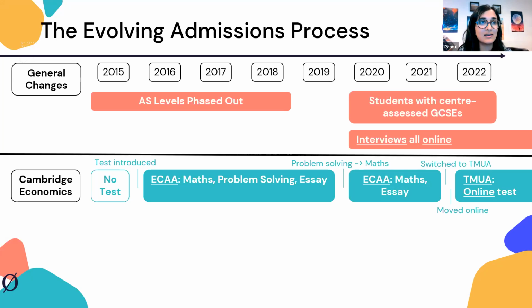And most recently, the ECAA has been scrapped. I think it was decided it wasn't hard enough. It wasn't testing maths in a hard enough way. So then it was switched to the TMUA. The TMUA is called the Test of Mathematics for University Admissions. It originally was used for maths candidates, then it was used for computer science students at Cambridge, and now it's been adopted by Cambridge to be used as the admissions test. So what's interesting here is the amount of maths has just been increasing and getting harder and harder. And actually in the admissions test, the economics component has slightly reduced. The other thing that happened due to the pandemic is that the test has moved online as well. So these are some of the changes.